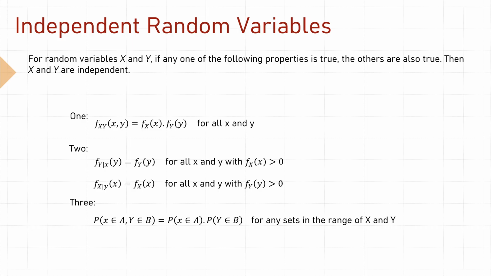3. If you focus on certain events or ranges for x and y, like x being in a specific range and y being in another, independence means the probability of both events happening together is simply the product of their individual probabilities. In other words, they occur independently of each other.